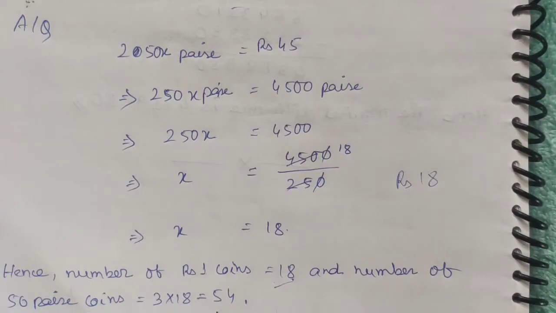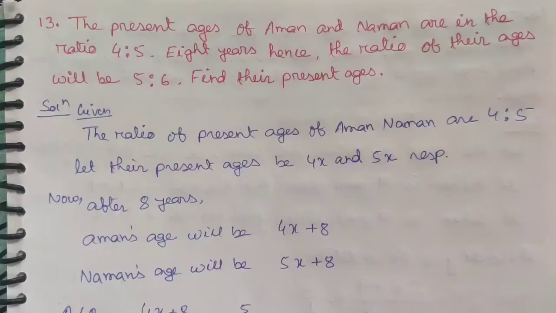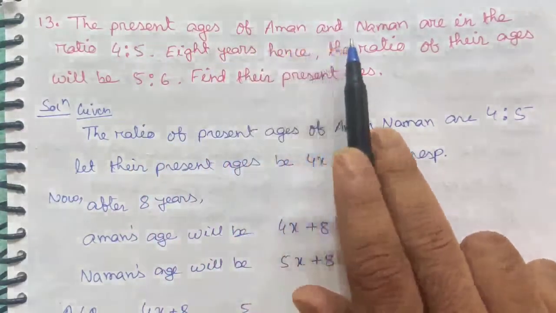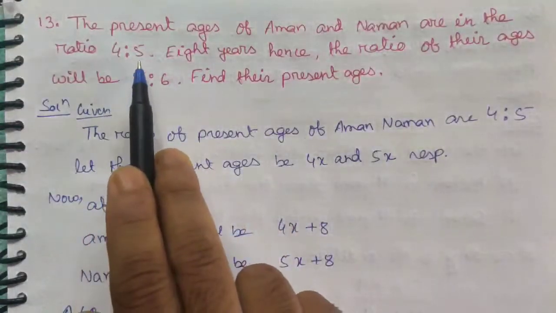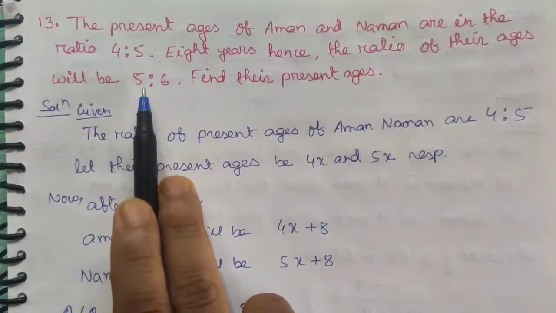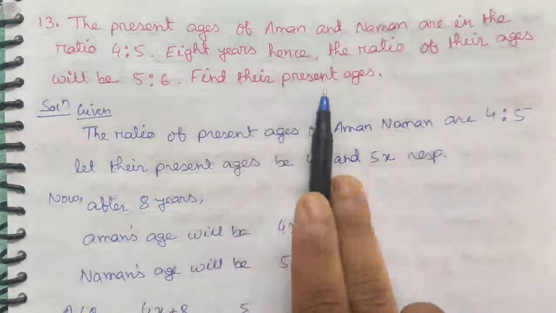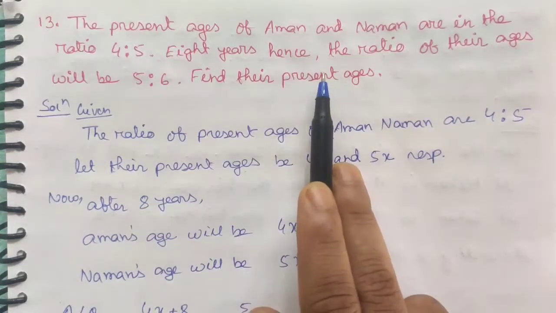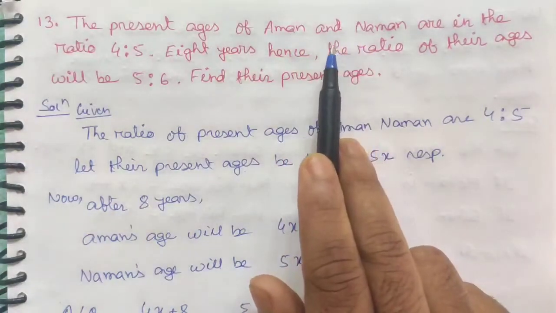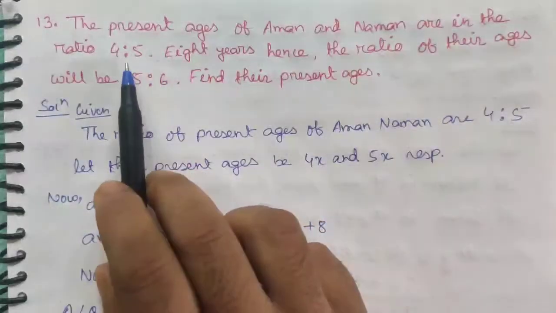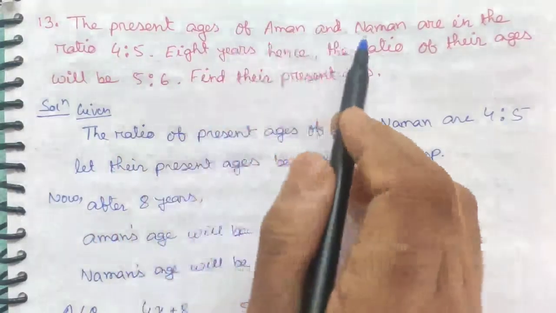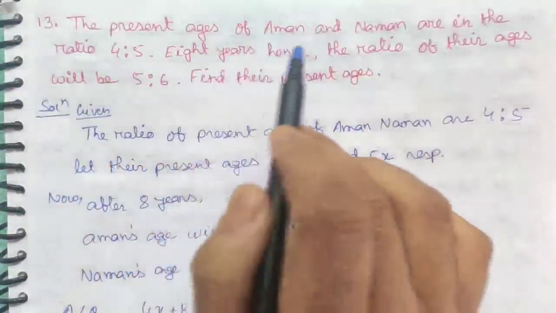So now let's move to our next question, question number 13. Here the present ages of Aman and Naman are in the ratio 4:5. 8 years hence the ratio of their ages will be 5:6. Find their present ages. So we have two brothers, Aman and Naman, and we have their age ratio 4:5, right? Suppose the age of Aman is 4, then the age of Naman will be 5.